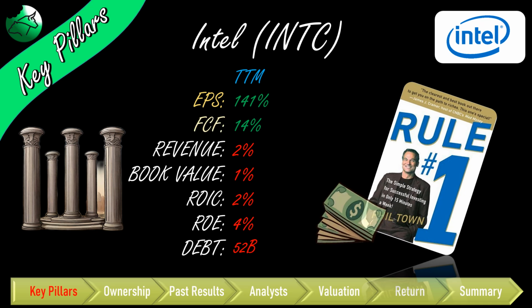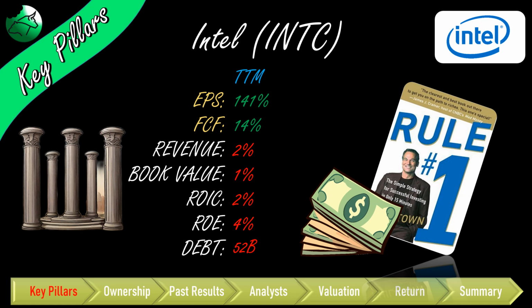Now let's look at the free cash flow, which is the money a business can generate from its operations. Their free cash flow is up by 14%. Then we come to the next pillar, which is revenue, and this tells us how good the company is at generating income before deducting expenses. Intel's revenue has only gone up by 2%.